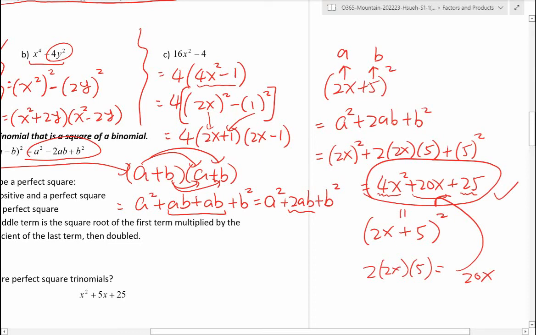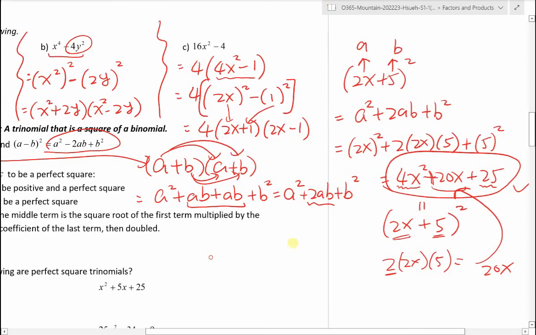So that's how you check. You check whether the first term is a perfect square, and whether the last term is also a perfect square. If both of those are perfect squares, then you can simply take the square root of each. And because that's a plus sign, we put a plus sign there, and then we can check by multiplying the first term and the second term with a 2, and see if the product gives us the middle term. If it does, then it's a perfect square. If it's not, then it's not.